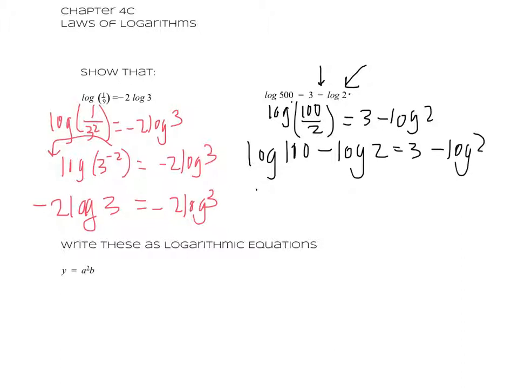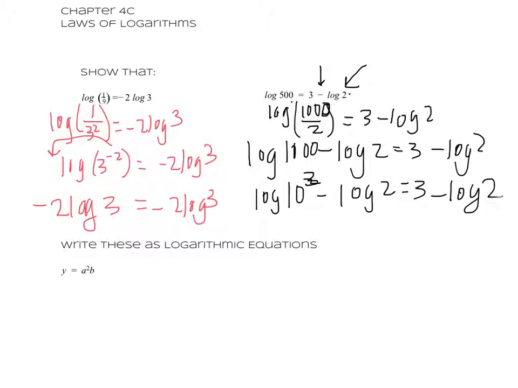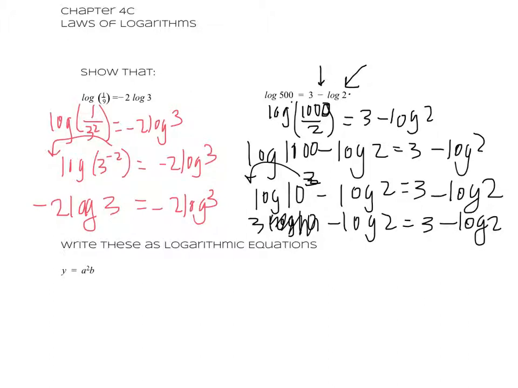I know 1,000 is the same as 10 cubed. I'm sorry, I said 100 earlier. I apologize for that. It's 1,000. That gives us a 3 right here, minus log 2. We use our rule and we get 3 log 10 minus log 2 is equal to 3 minus log 2. And we know this is true since log 10 is equal to 1. And you see we get 3 minus log 2 equal to 3 minus log 2.